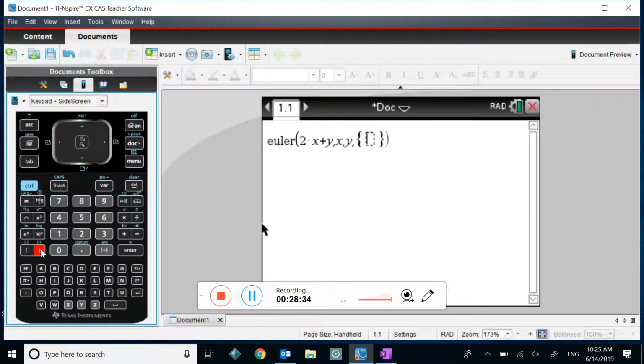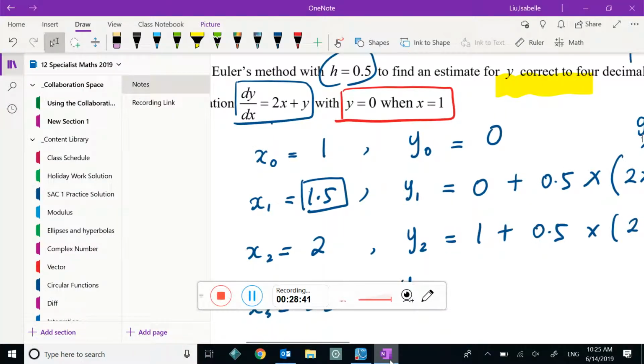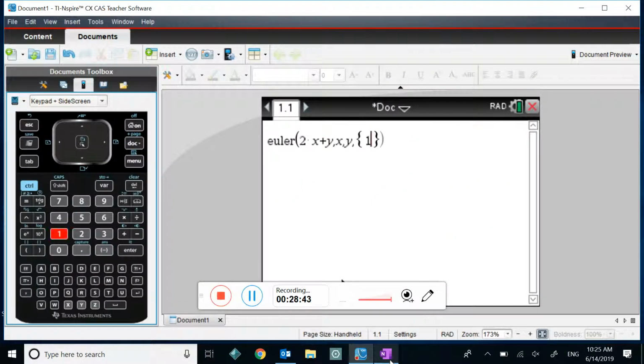Must write that down. The first value is x0, the starting x value. In this case, my x0 is 1, so I press 1. And comma, what's the next value? It is the last x value you want. So the last x value we want is 3, when x equals 3, which is what you want to work out. So the first one is 1 and the last one is 3. So from 1, estimate until 3.